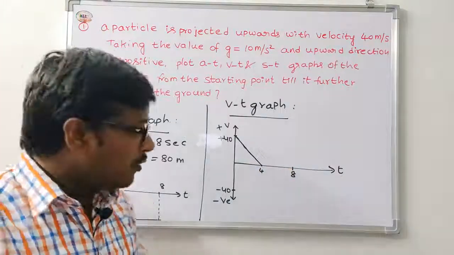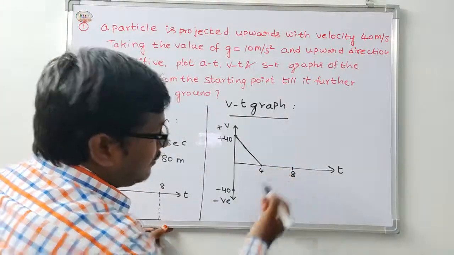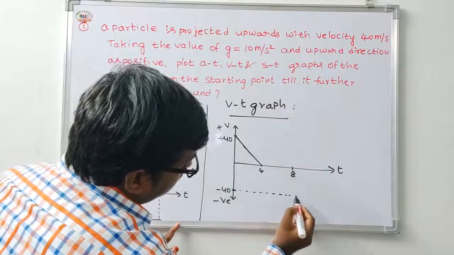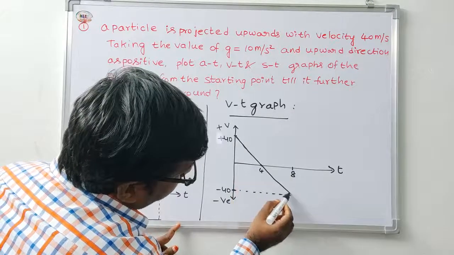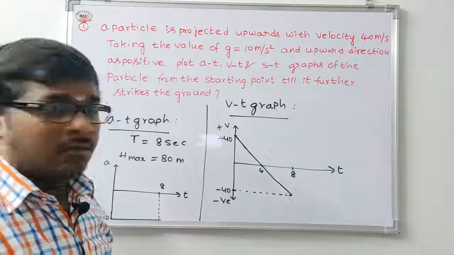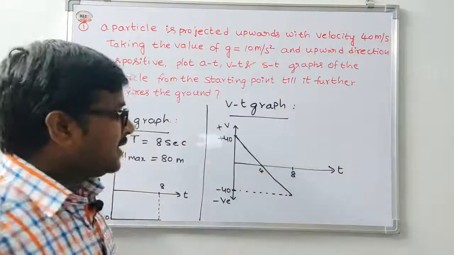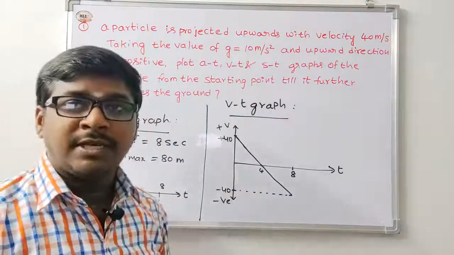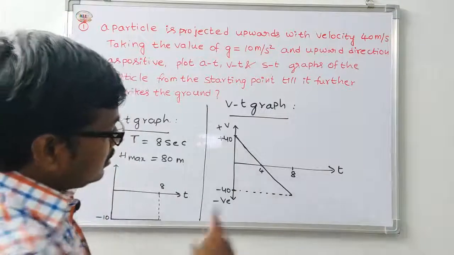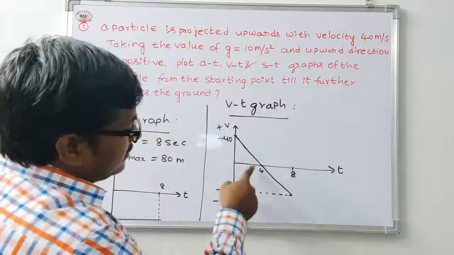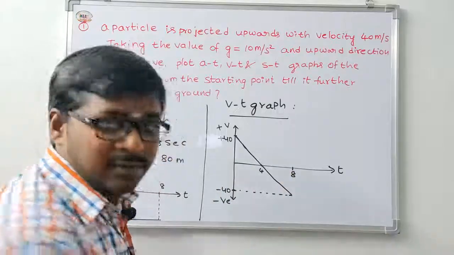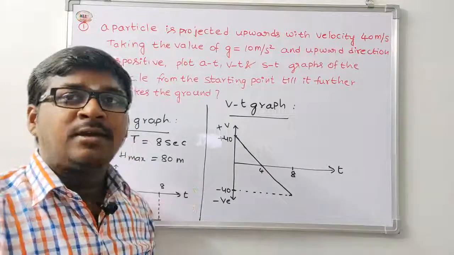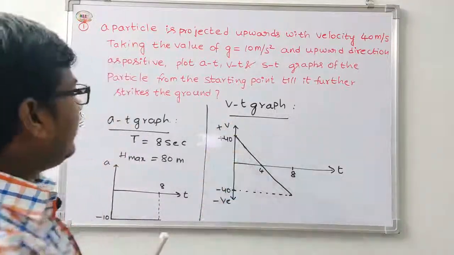Then in the downward direction, the velocity increases from 0 to 40, 0 to 40 up to this way. Okay, the velocity is decreasing from 40 meter per second to 0. Then the velocity increases from 0 to minus 40. In this, the negative sign indicates the particle is moving in the downward direction. This is the velocity time graph.